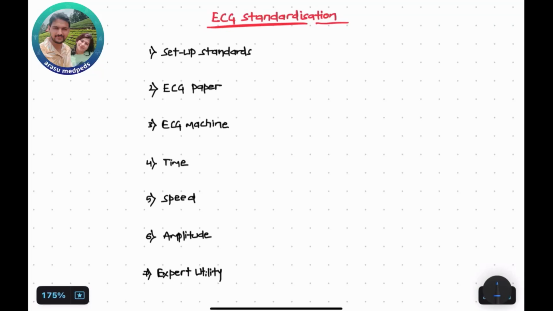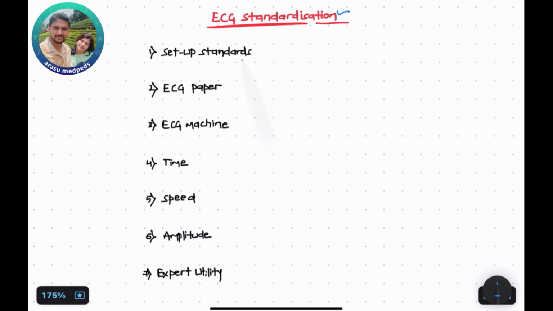Hello everyone. Today we will discuss ECG standardization. Whenever it comes to ECG reading discussion, the first thing discussed is the standardization of the ECG. We will understand not only what standardization is, but also how those particular parameters were made standard parameters.